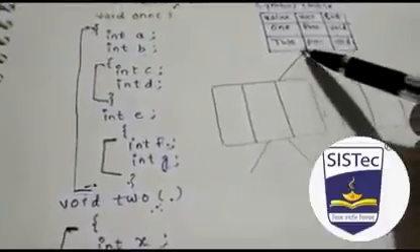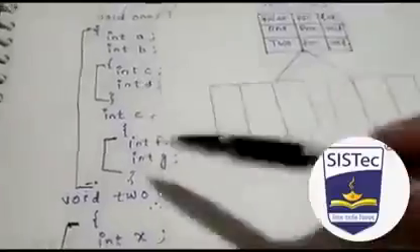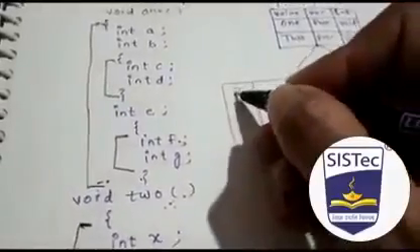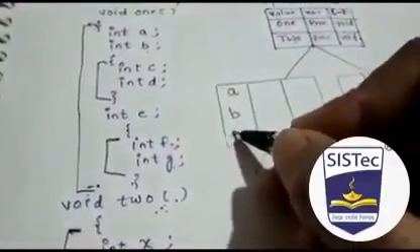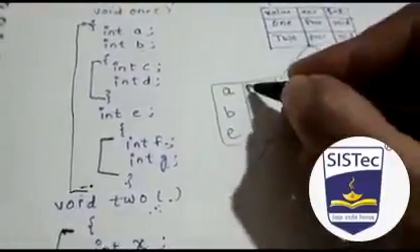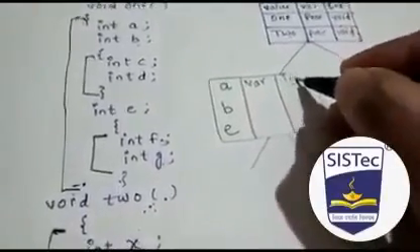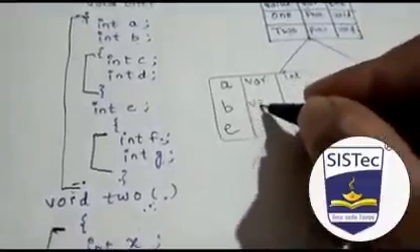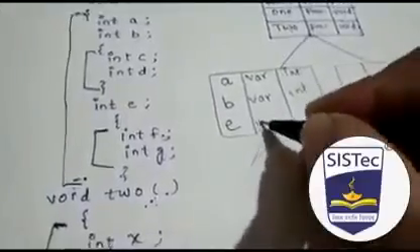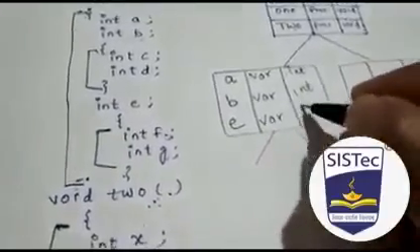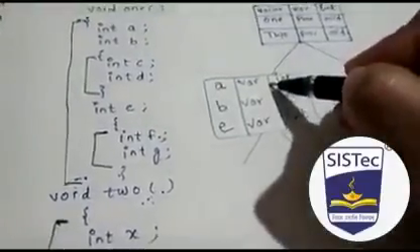You can see this link for function 1, and the variables inside function 1 are A, B and E. A is a variable and it is of type integer. B is also a variable. It is of type integer. E is also a variable and it is of type integer. So this symbol table entry is for function 1.